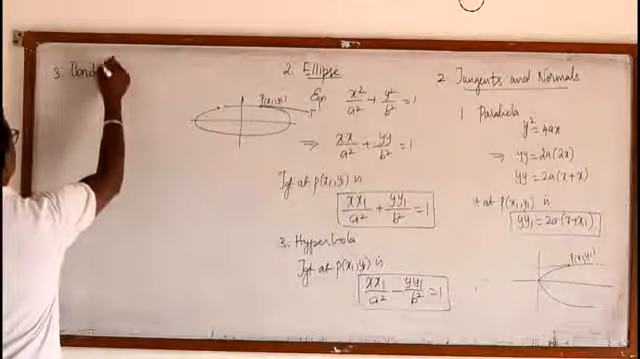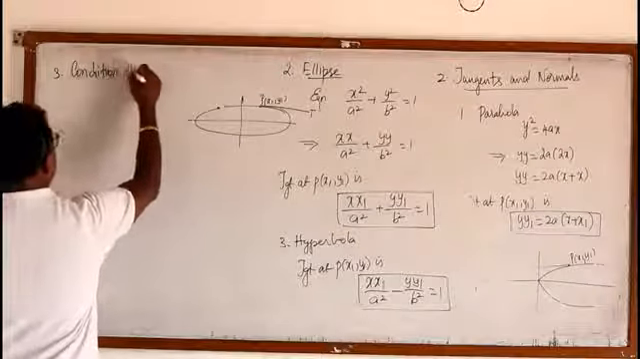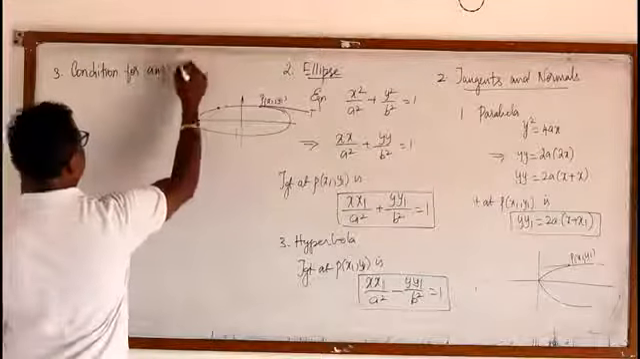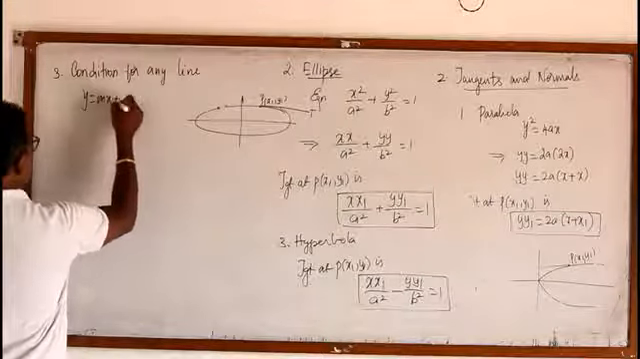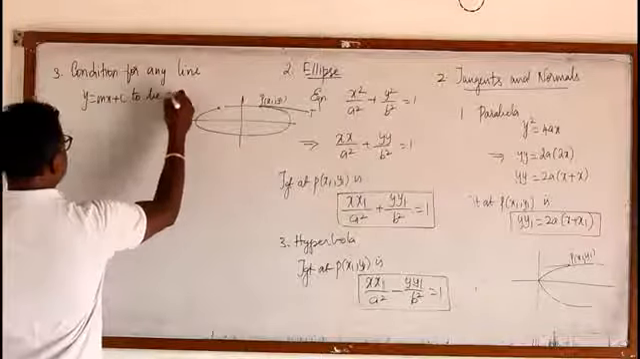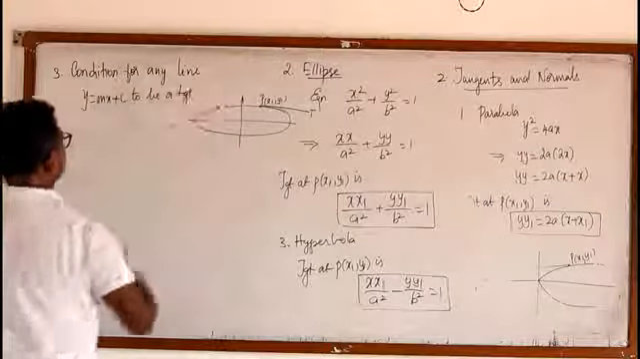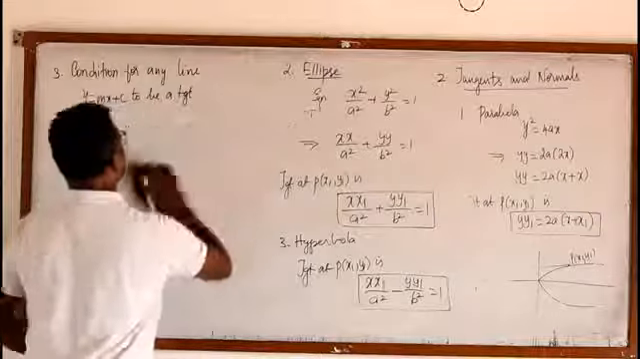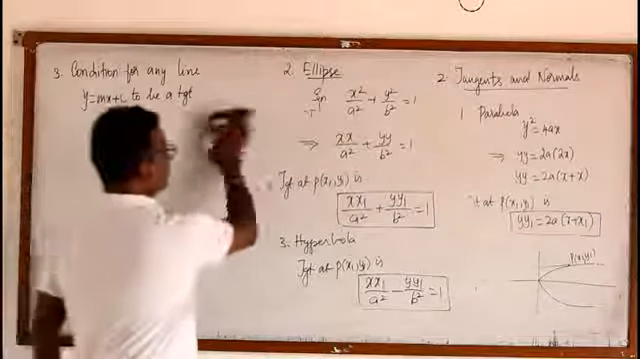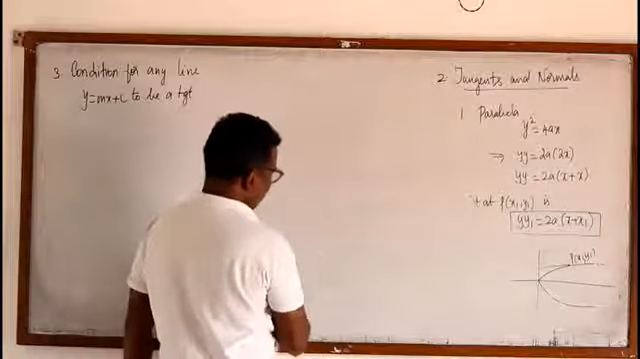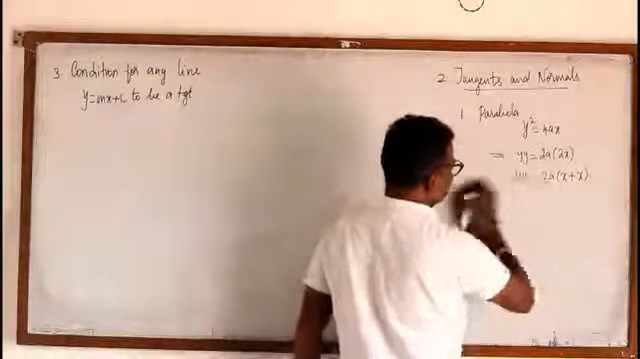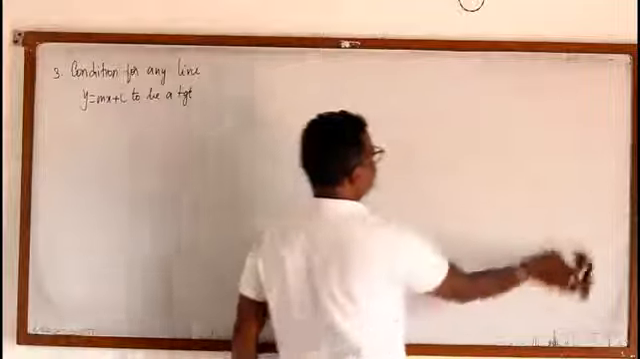Condition for any line y equal to mx plus c to be a tangent. Now, suppose I need the line y equal to mx plus c to be a tangent to the parabola, or an ellipse, or the hyperbola, what will be the condition?